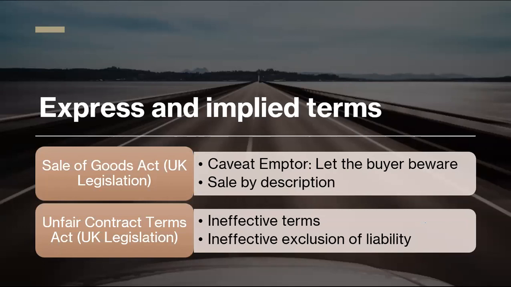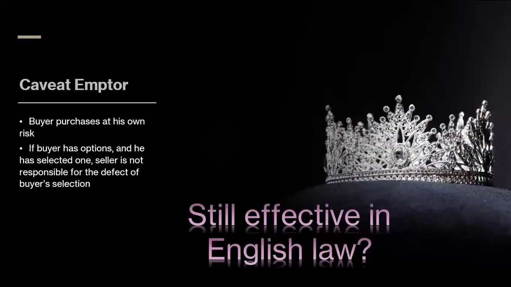First, about caveat emptor. This is a principle in common law in the UK, in England. The content is that if the buyer has options, and he selects some kind of goods, then the seller is not responsible for the defects or the unfitness of the goods.